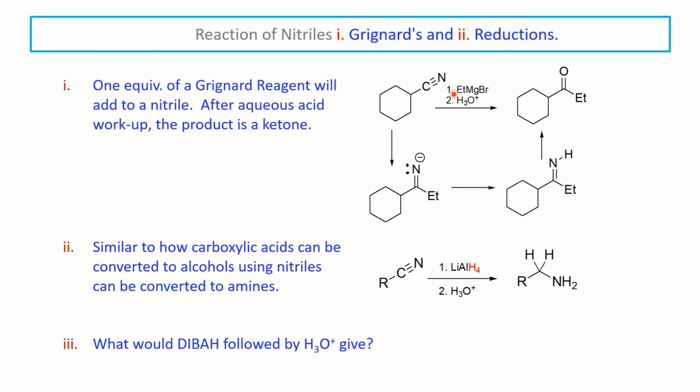Realize that Grignard can only go once into the nitrile because this nitrogen is less electronegative than oxygen. So we will not go in twice because this carbon is not as electrophilic as the carbonyl carbon, or as electrophilic as this carbon.